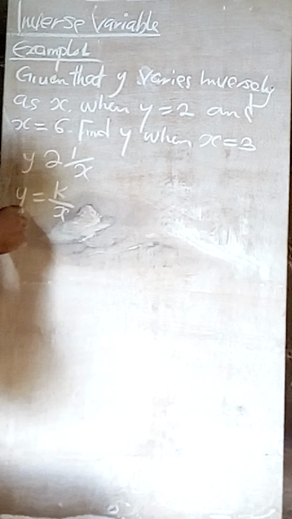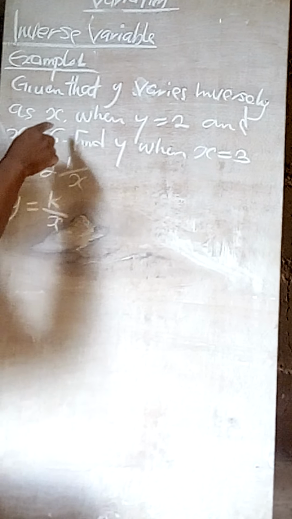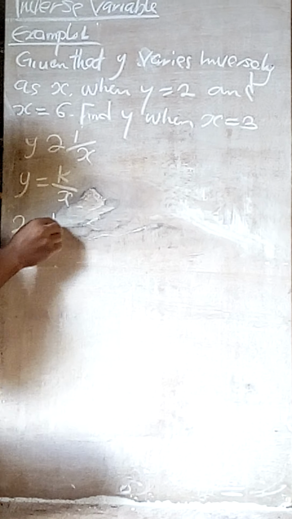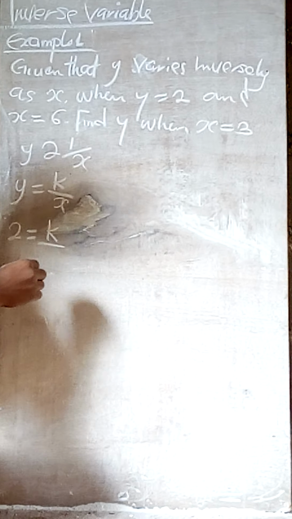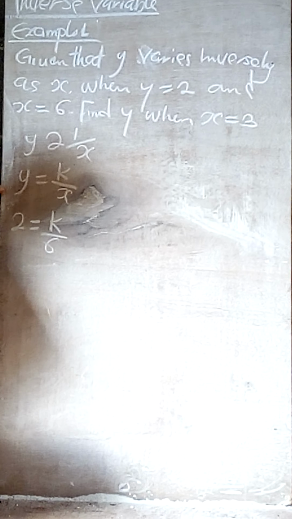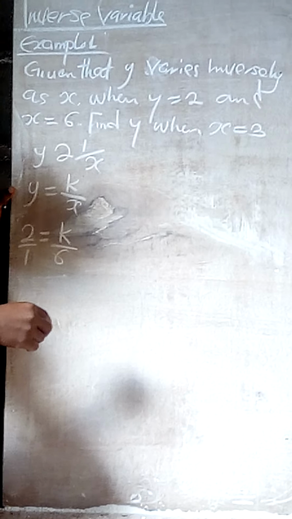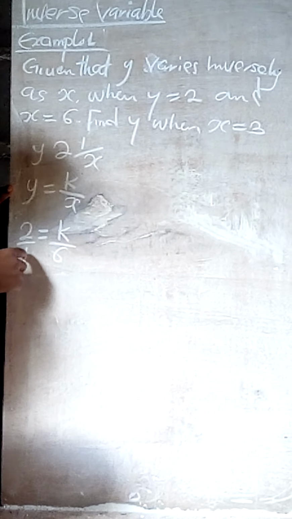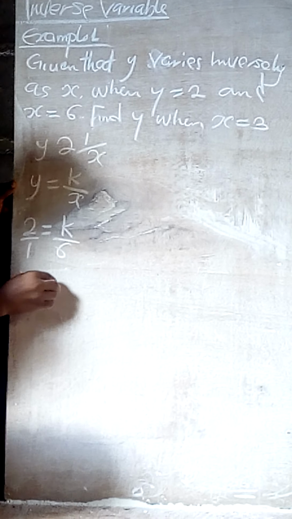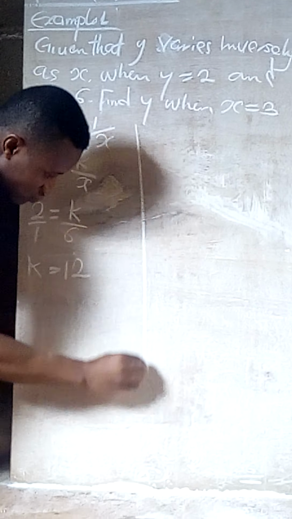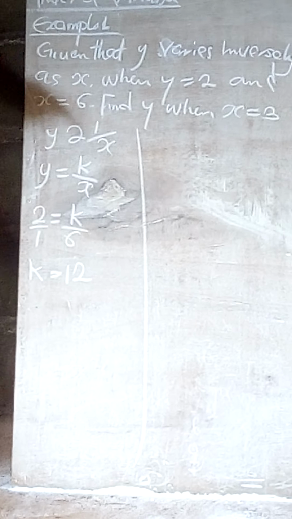What is y? See, when y is 2, right? 2 equals k over 6, where x is 6, right? Whenever you see equals to, you cross multiply. K times 1 is k. 6 times 2 is 12. So we've gotten k equals 12, right?